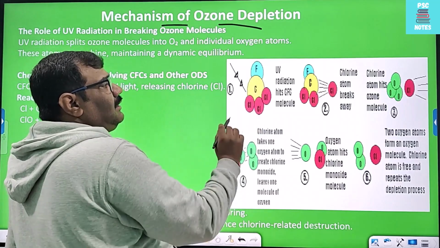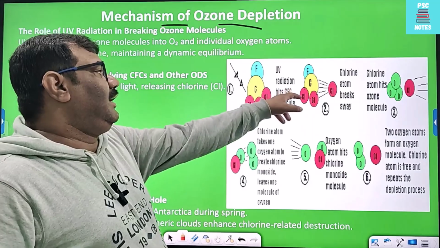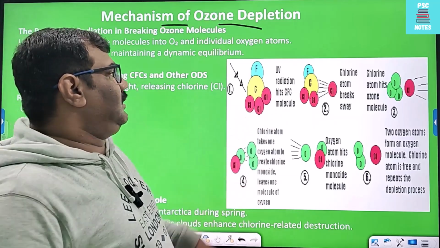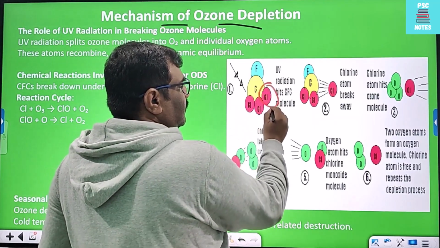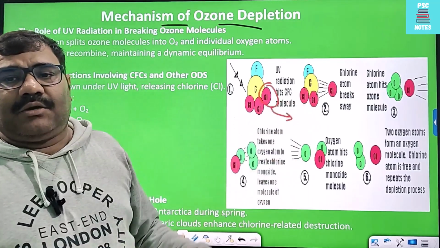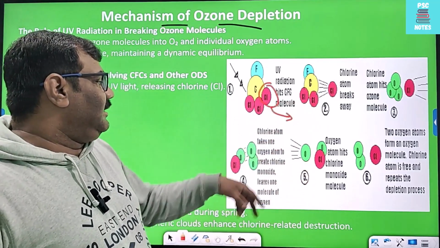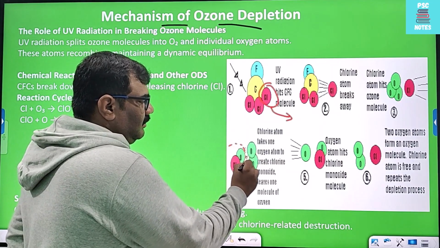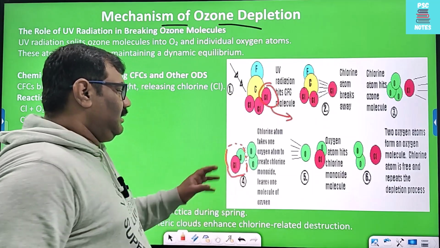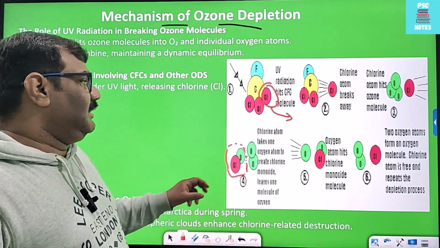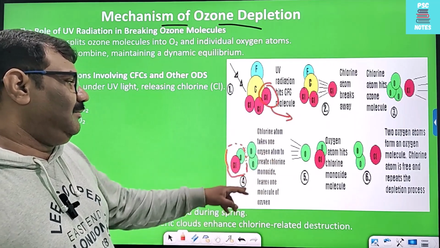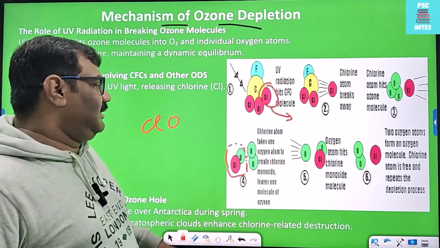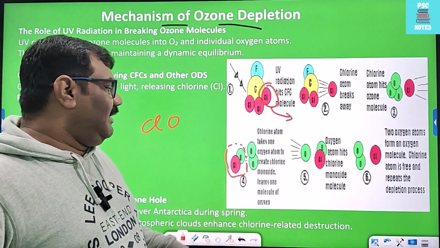So the chlorofluorocarbons, when UV radiation hits the chlorofluorocarbon molecule, the chlorine atom breaks away, and then this chlorine atom attracts an oxygen atom. Okay, the chlorine atom takes away the oxygen atom to create chlorine monoxide and leaves oxygen.